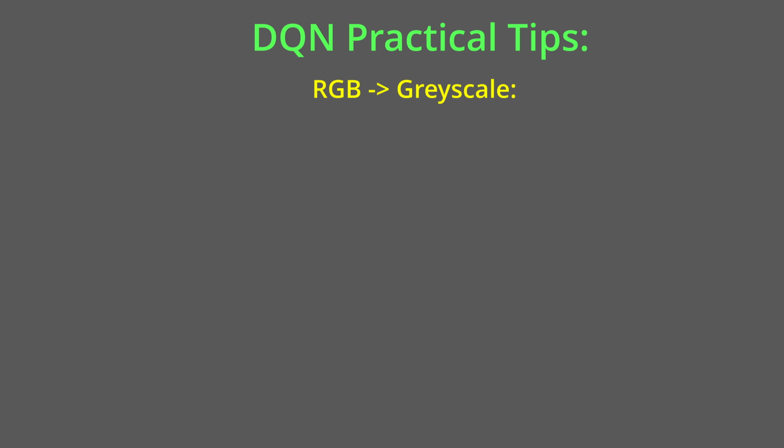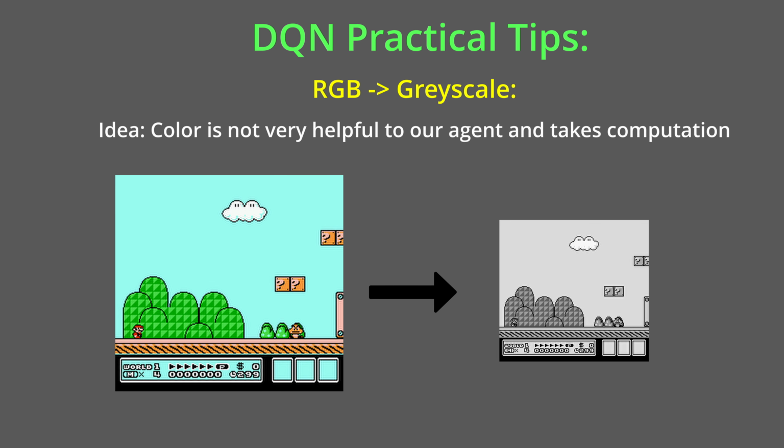The next is RGB to grayscale. NES frames are full color images, but most of that color information isn't really important for gameplay. So we convert the images to grayscale, and we shrink it. This dramatically reduces the input size, making training faster, while keeping the important structure intact.